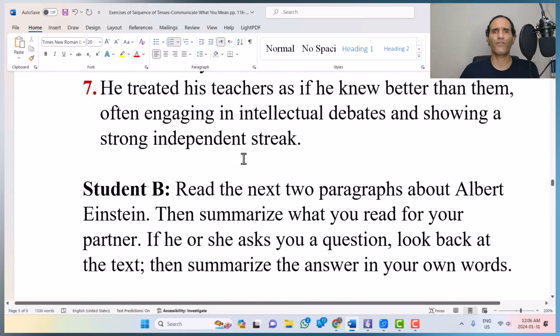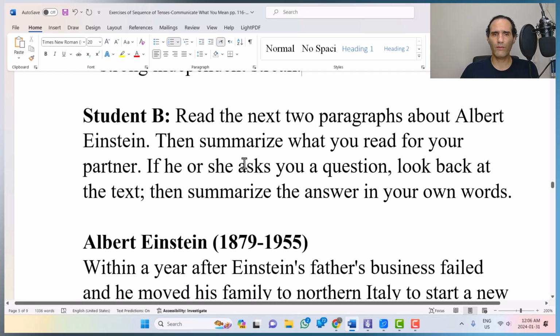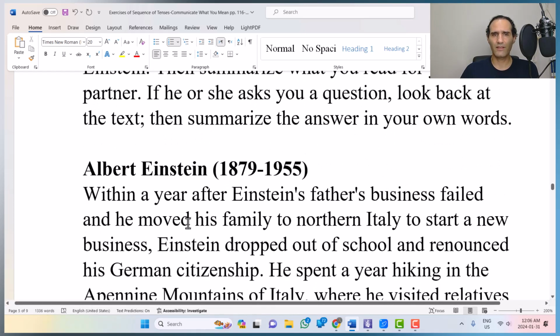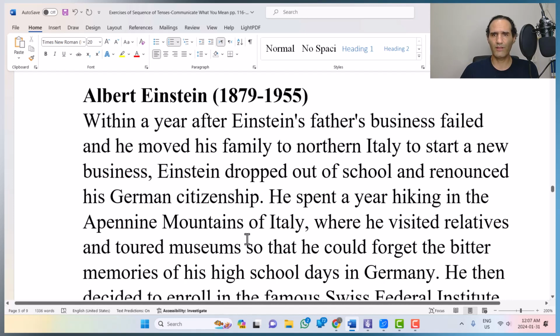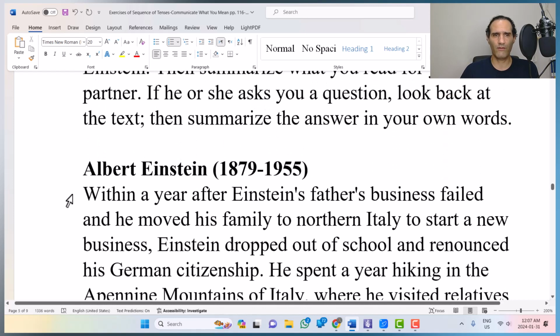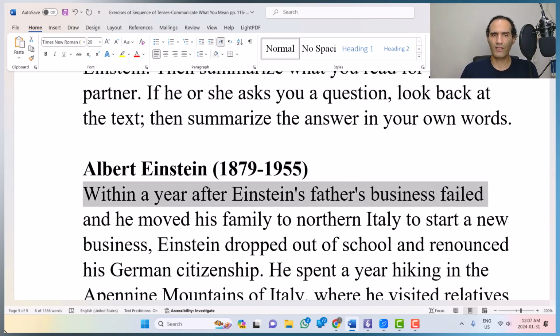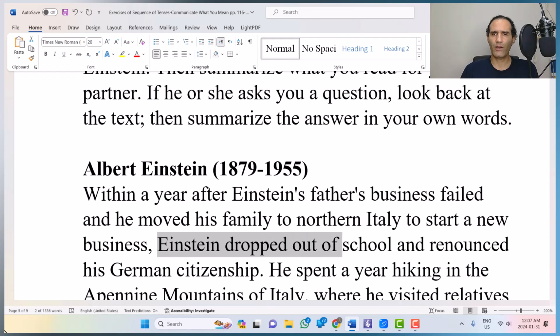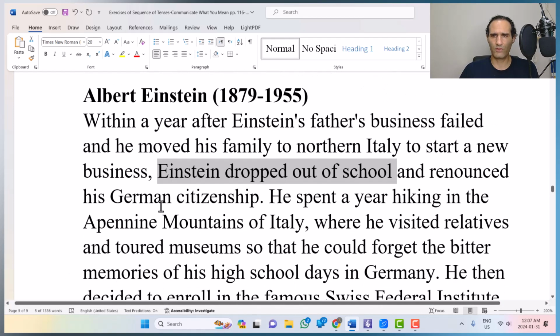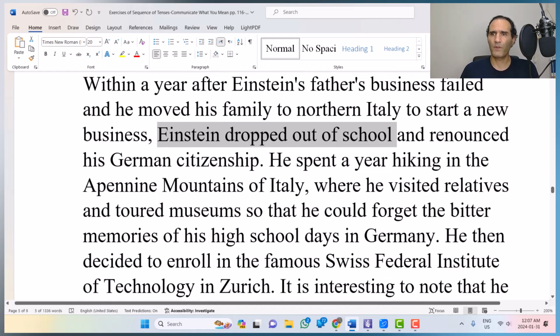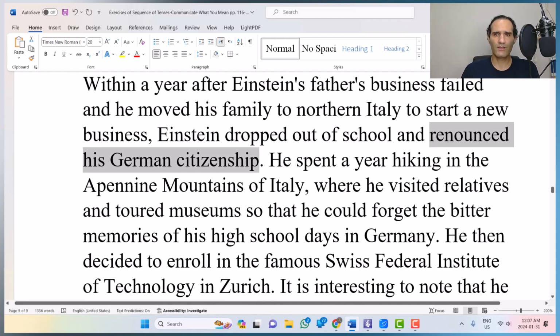So this was the first part of the exercises that we went through. Now there is a second text. It wants the second student to read and summarize the same story. So I have done it for you again. Within a year after Einstein's father's business failed and he moved his family to northern Italy to start a new business, Einstein dropped out of school. It means did not complete the school, so left the school without graduation, and renounced his German citizenship.